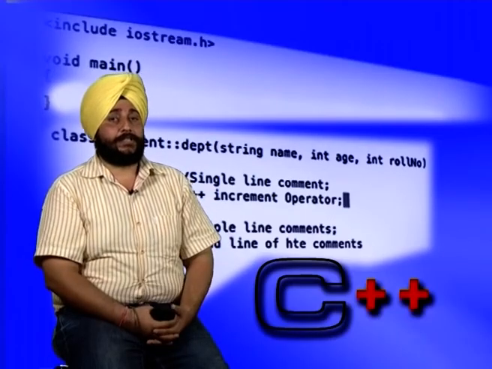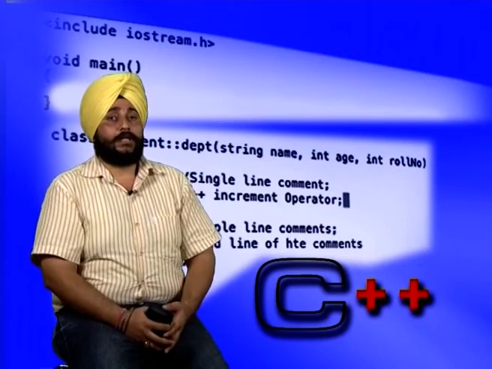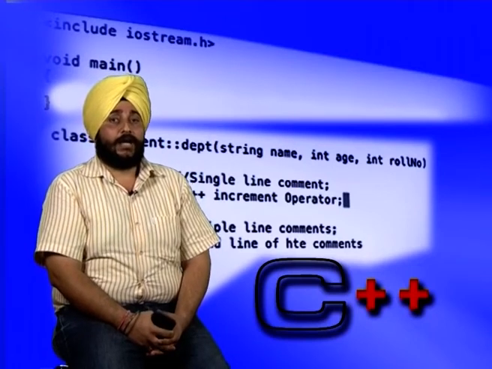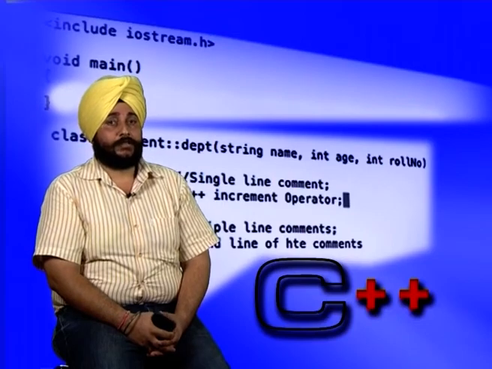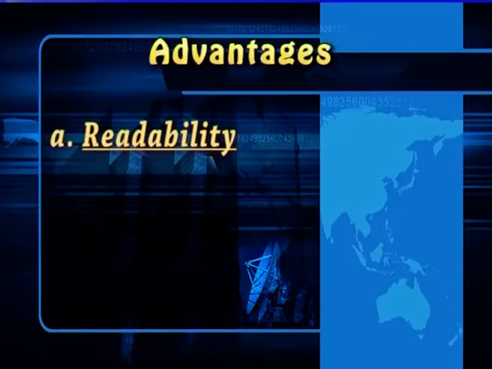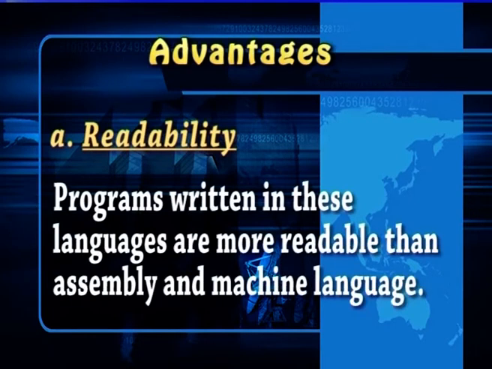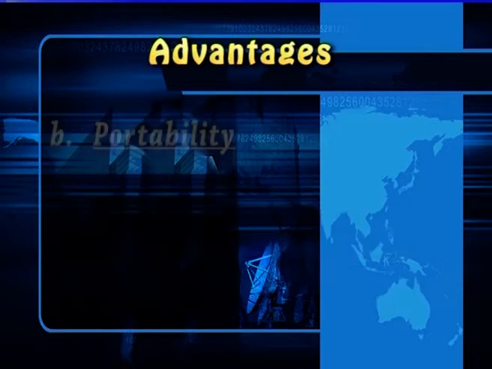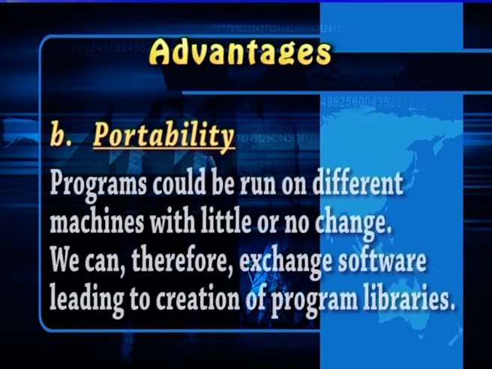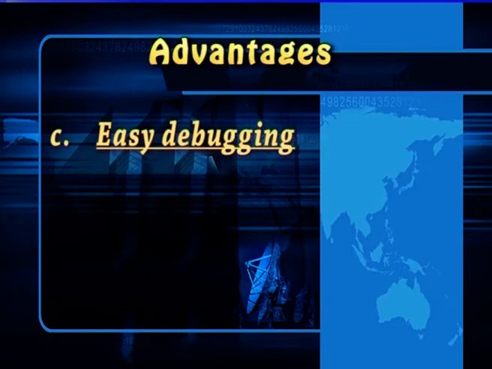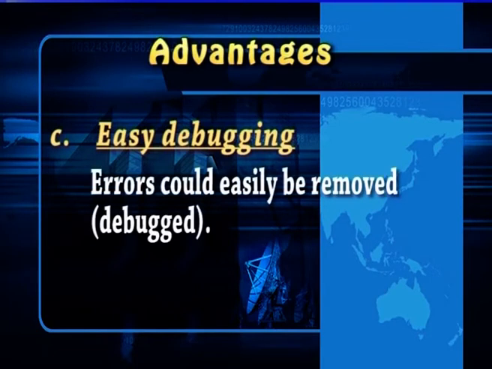Coming on to the advantages of high-level language, there are four main advantages of high-level programming languages. First, readability. Programs written in these languages are more readable than assembly or machine language. Second is portability. Programs could be run on different machines with little or no change. We can therefore exchange software, leading to the creation of program libraries. Third is easy debugging. Errors could easily be removed, that is, debugged.